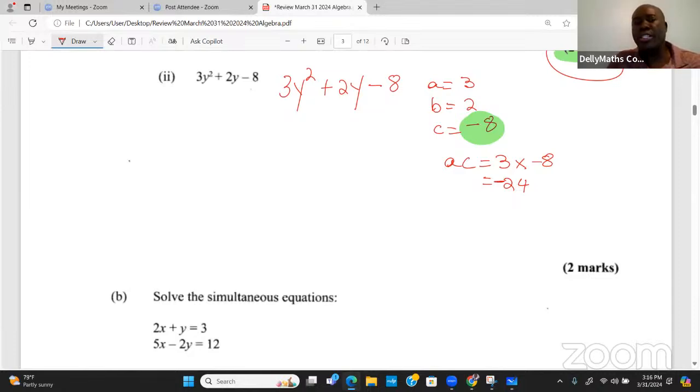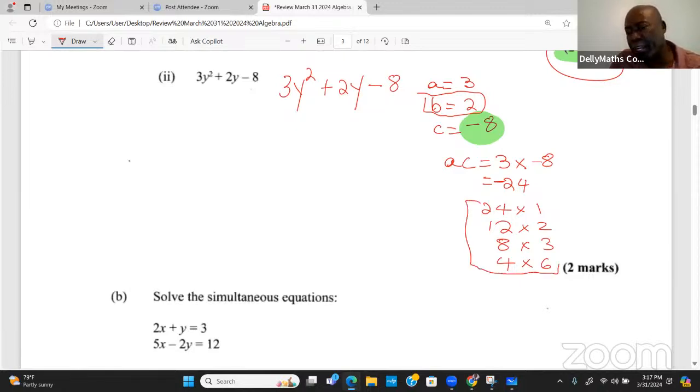Now, what I want is 2 factors of negative 24, such that when I multiply them, I will get back negative 24. But when I add them, I'll get the middle term, which is B. So let us list all our factor pairs. All right, I normally just list them in order. So 24 times 1, 12 times 2, 8 times 3, 4 times 6, or 6 times 4. So these are the only factor pairs of 24 that can work.